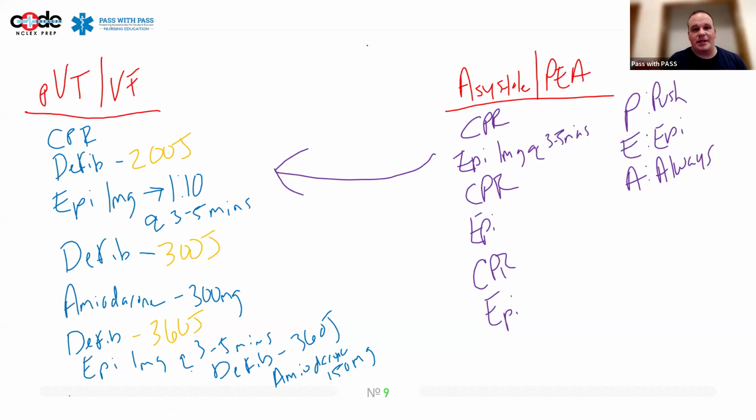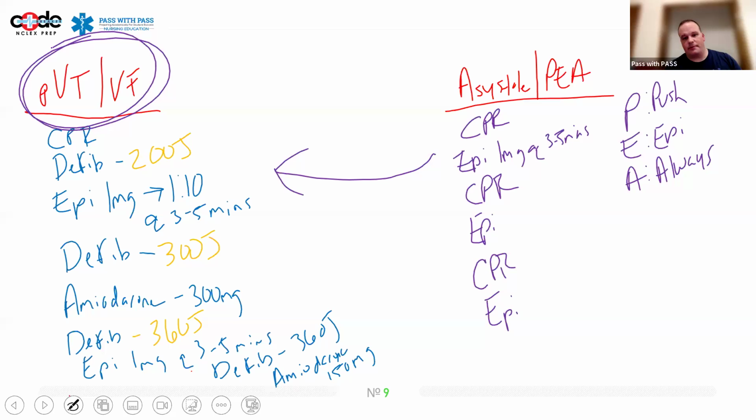So asystole is much easier in terms of the number of steps or the number of interventions we have, but sometimes as a paramedic student, it can be a little bit more difficult because our mind goes to cardiac arrest. I need to shock them. Nope, we don't shock or defibrillate asystole and PEA. That's only for pulseless VTAC and ventricular fibrillation.